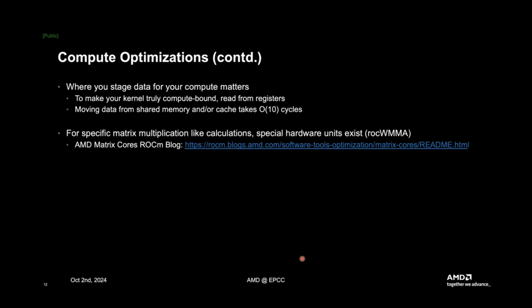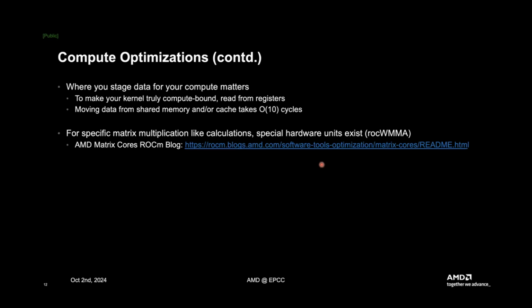What matters for compute-bound kernels is where you have staged your data. To be truly compute-bound, you really want to read from registers. So always investigate and look for opportunities to save your data in registers and use it from registers. In CDNA architectures, all of our Instinct GPUs, we have special matrix multiplication units called matrix cores that you should be able to make use of in certain matrix multiplication-like calculations.